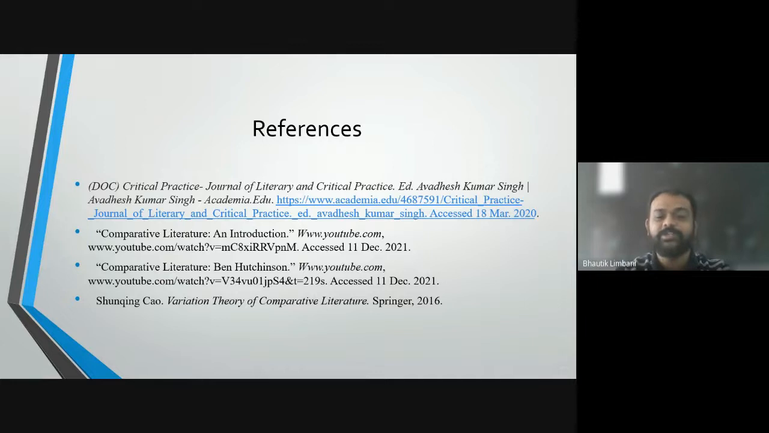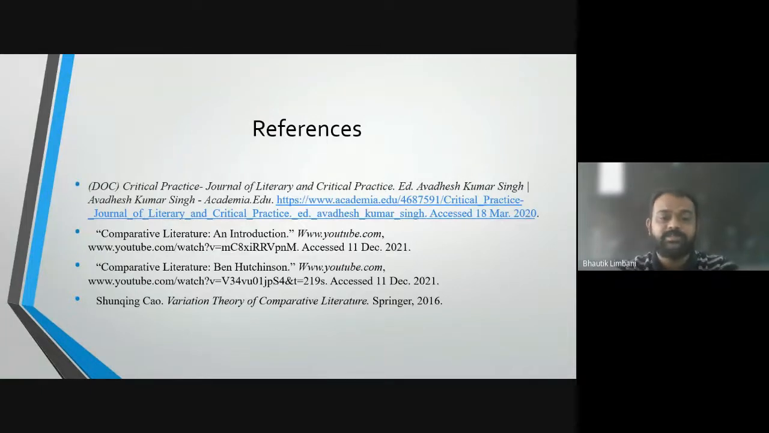Because the moment you open a title that has comparative literature as a part of it, you will find that it has been misunderstood, or it has been confused with comparison of literature.